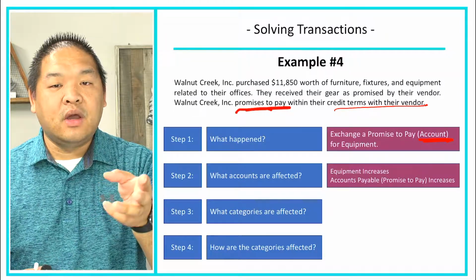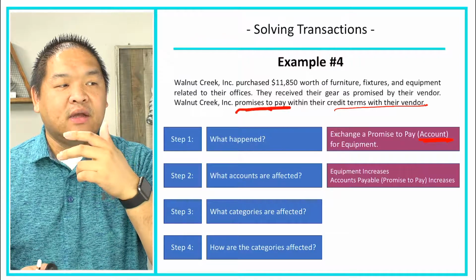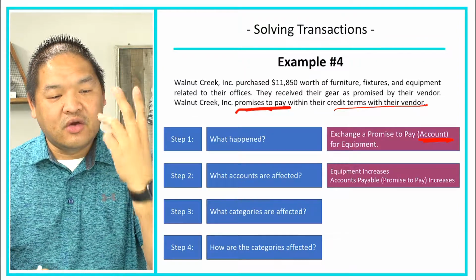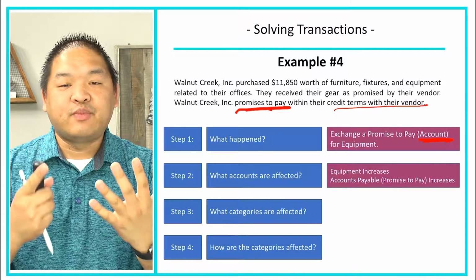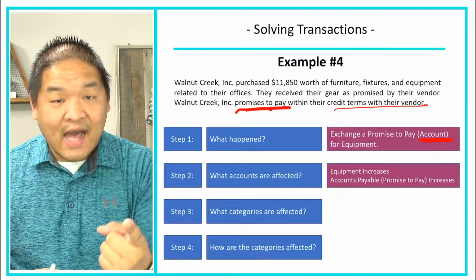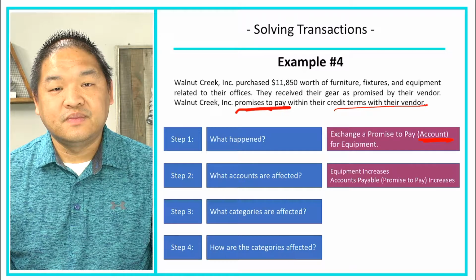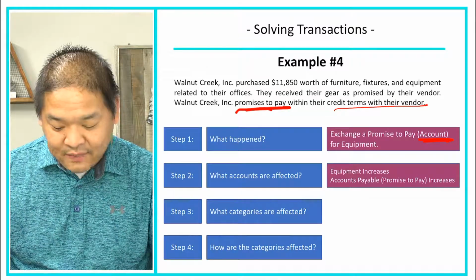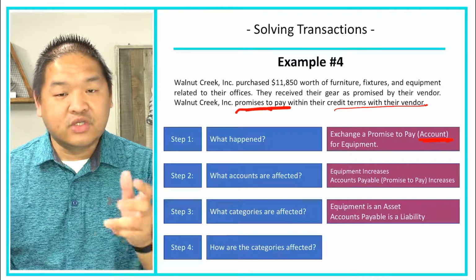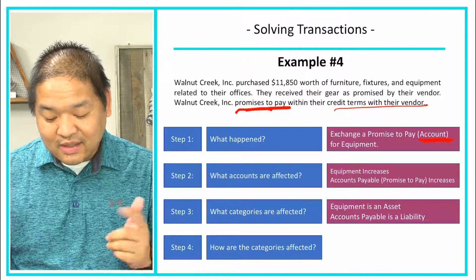What categories are affected? So equipment, we know that equipment, is it an asset, liability, owner's equity, revenue, dividend, or expense? Well, it's an asset, so equipment is an asset. What about our accounts payable? A liability. So we have equipment, which is an asset, and accounts payable is a liability.